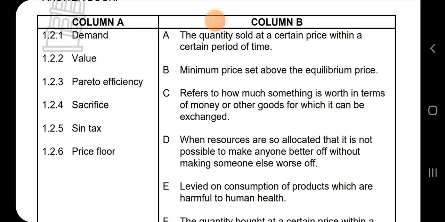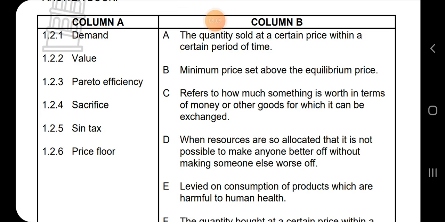So let's look at B. A minimum price set above the equilibrium price. That is price floor. Okay? I'm still going to show you the answers on the screen for this question, in case you have missed a certain answer. So number B goes with 1.2.6.